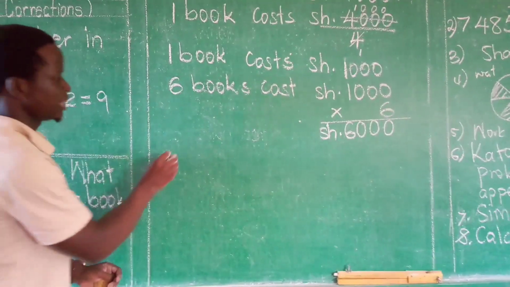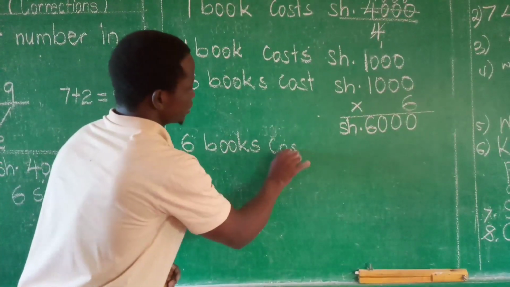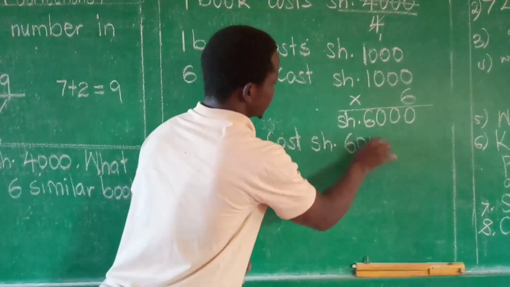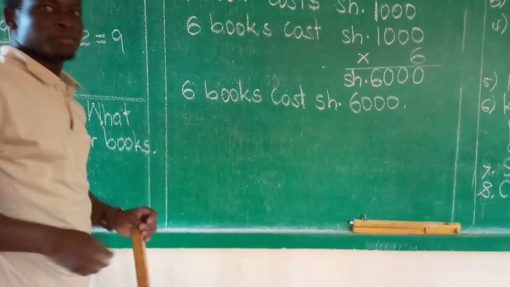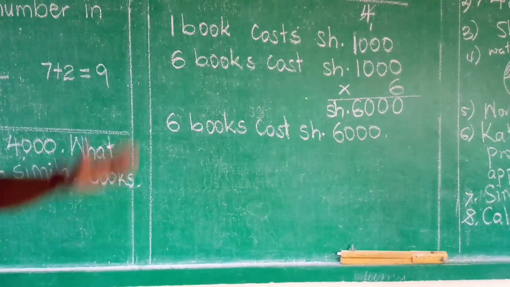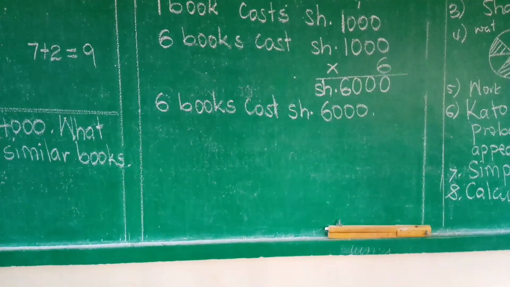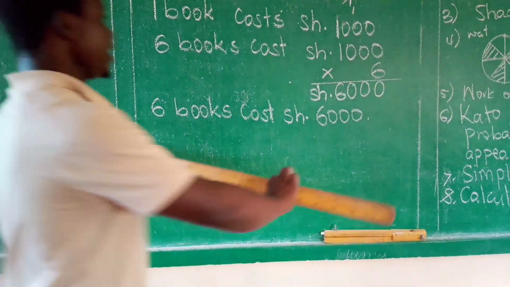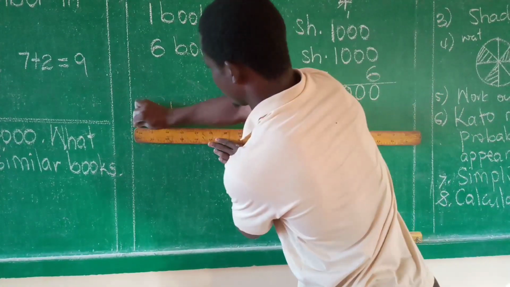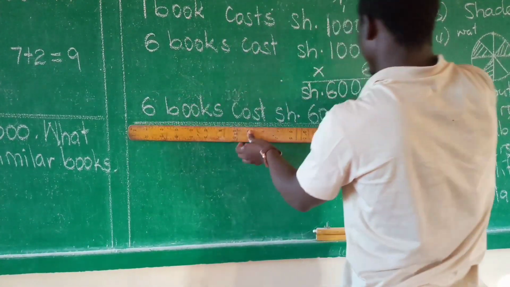We now conclude and say that 6 books cost how much? 6,000 shillings. Good. Don't make a mistake and multiply the cost of 4 books by 6. No, you first get the cost of one book. So let's underline. And this is the answer for number 10, marking the end of this episode for today.